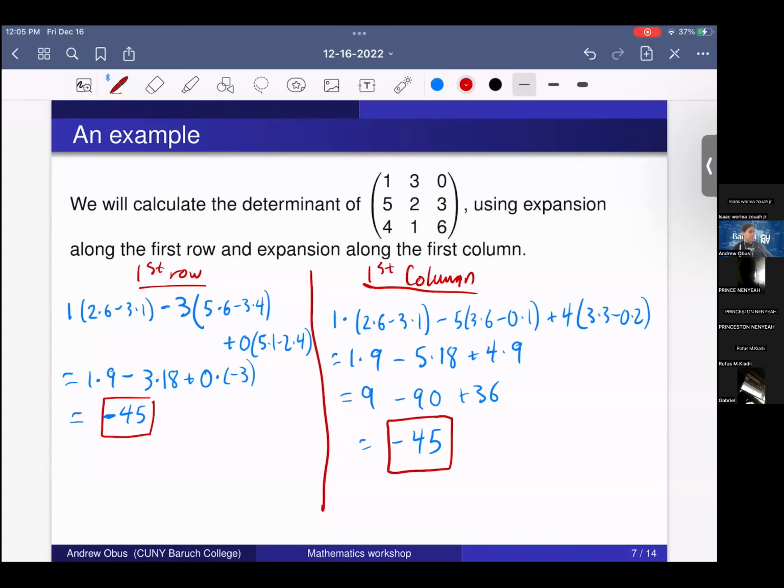Okay. So you can use any row or any column that you want, and you're always going to get the same answer, no matter what column or row.